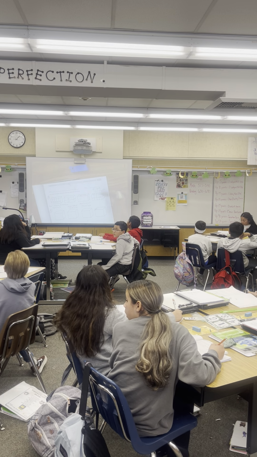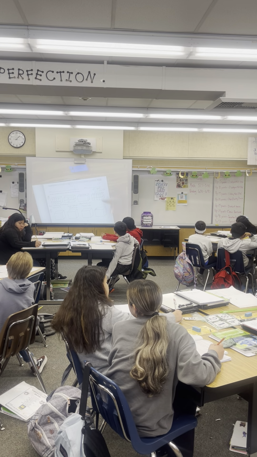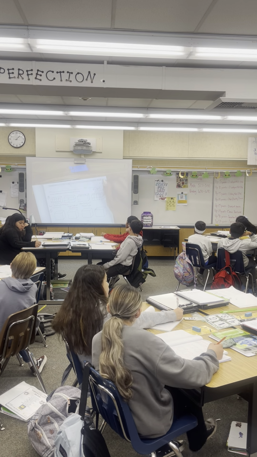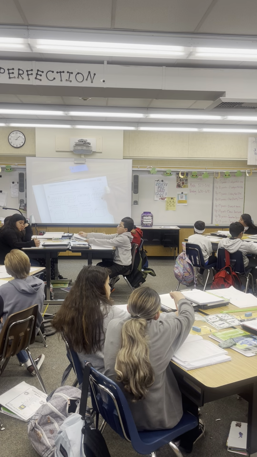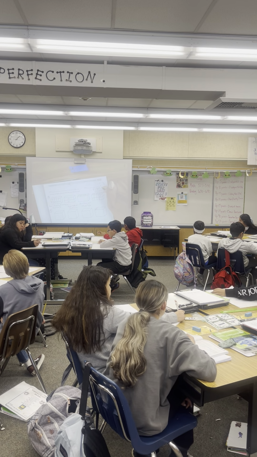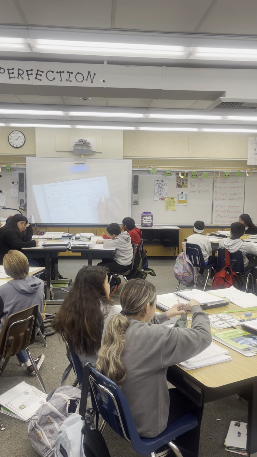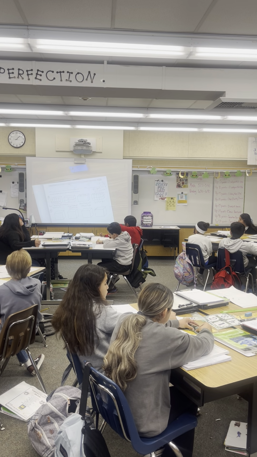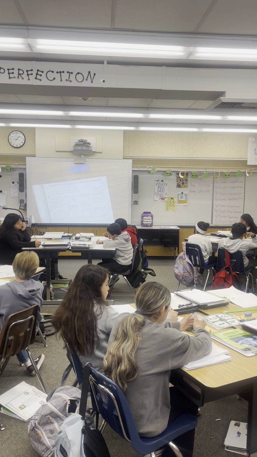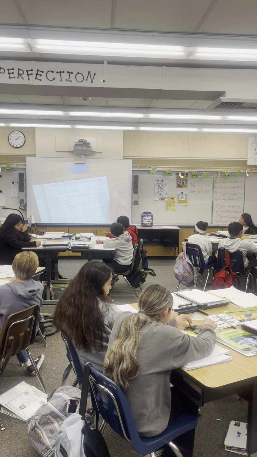So, what is my length here? 2. What's my width? 5. And my height? 2. Alright, so let's do that. 2 times 5 times 2 is what? 10 times 2 is what? 20 centimeters cubed.